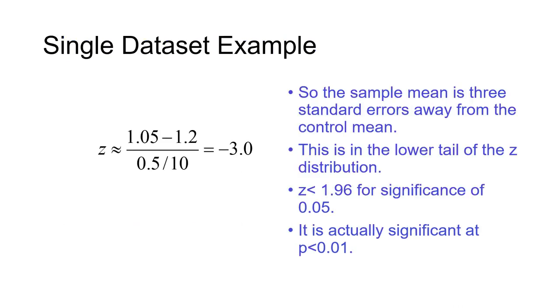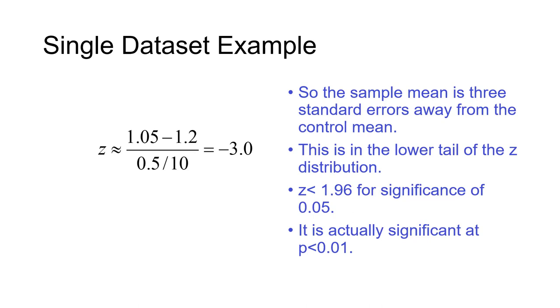You get 1.05 minus 1.2 divided by 0.5, which was the standard deviation, divided by 10, which is the square root of 100. That turns out to be minus 3. That is significantly lower than minus 1.96. So this is telling you that there is a significant difference in the response time between control rats and these actual rats in the experiment. So it's actually significant even at a p-value of below 0.01.